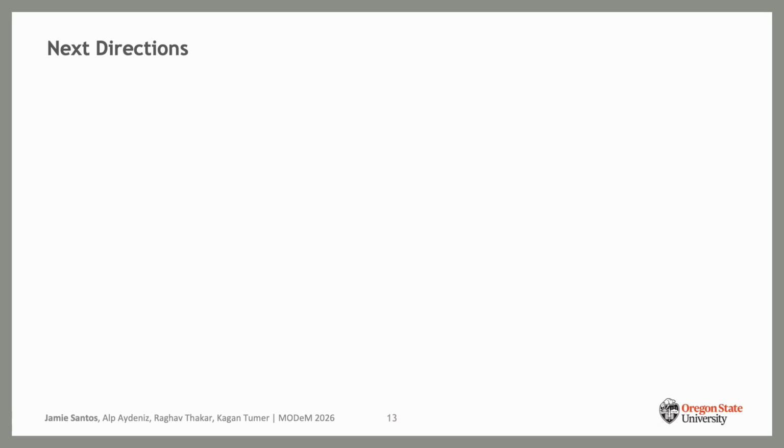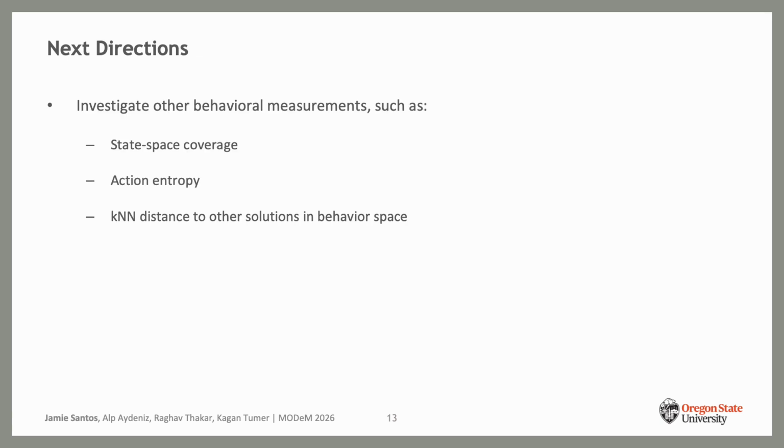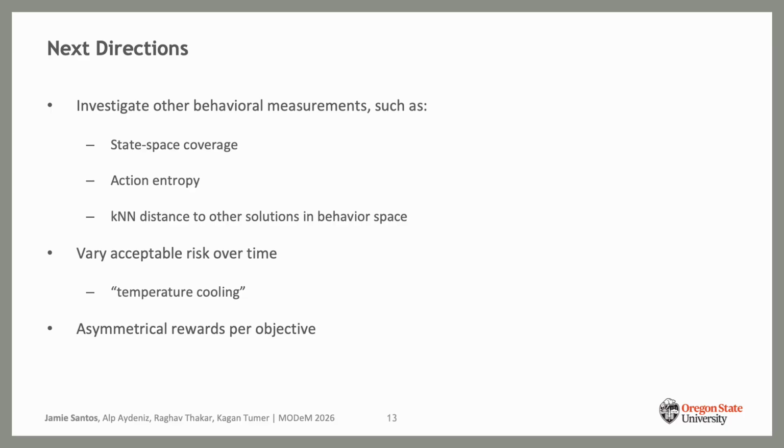From these lessons, future work will investigate other behavioral measurements. Examples include state space coverage, action entropy, or k nearest neighbors distance to other solutions in behavior space. Another interesting direction would be to vary the degree that behavioral measurements are used in selection, similar to the idea of temperature cooling that already exists in evolutionary algorithms. Finally, in this work, we defaulted to applying the behavioral bonus equally across objective fitnesses. However, in reality, this may not be the case if the objectives themselves are asymmetrical or different dimensions.